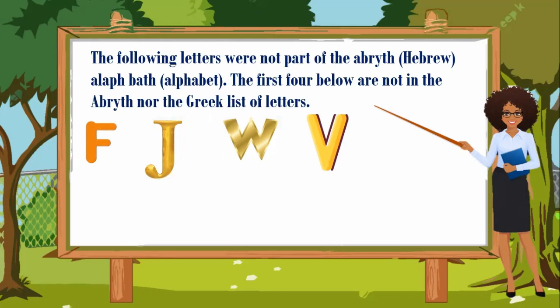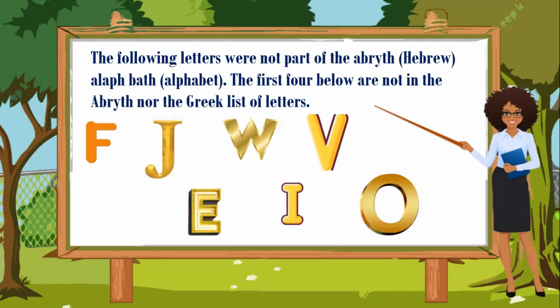The next 3 are E, I, and O. In modern times, these are referred to as vowels. These were not represented in the original Abryth either, but were added much later, and so some letters of the original Abryth were replaced by E's, I's, O's, even F's, J's, W's, and V's. These were replacements and not original representations.